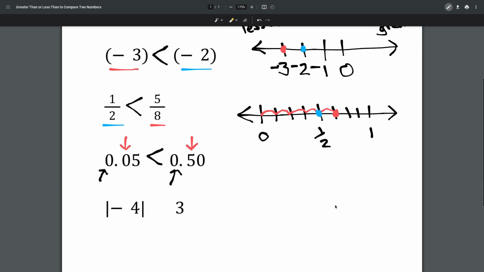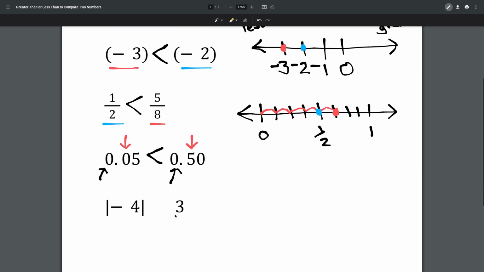Okay. Last one here. Let me bring it up. We have the absolute value of -4, and we want to compare that to 3. So what does the absolute value of -4 really mean? Well, let's look at where -4 is on the number line first. But we're not going to use the number line to compare, because once we figure out what absolute value is, I think it'd be easy to compare. So we have 0, -1, -2, -3, and -4.